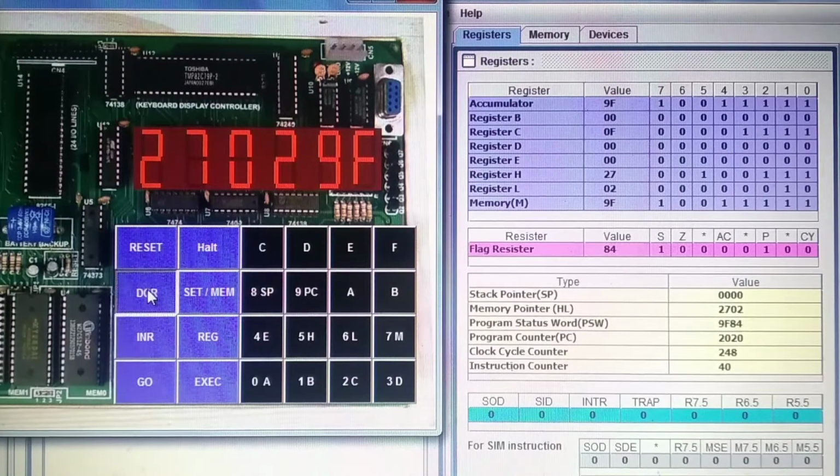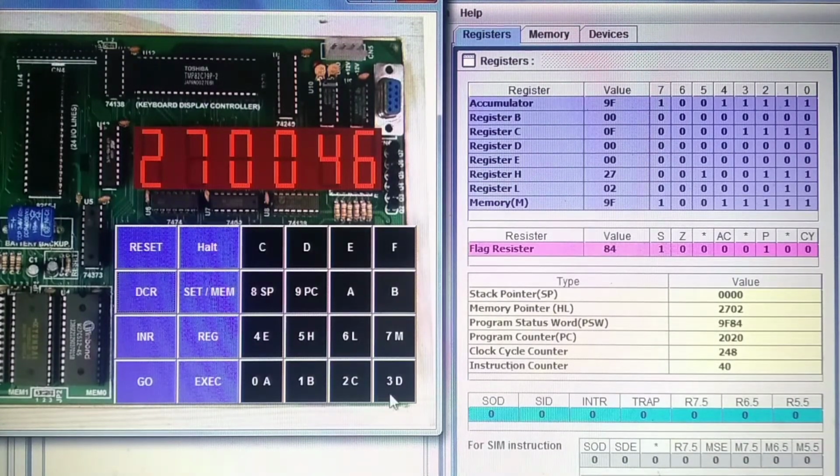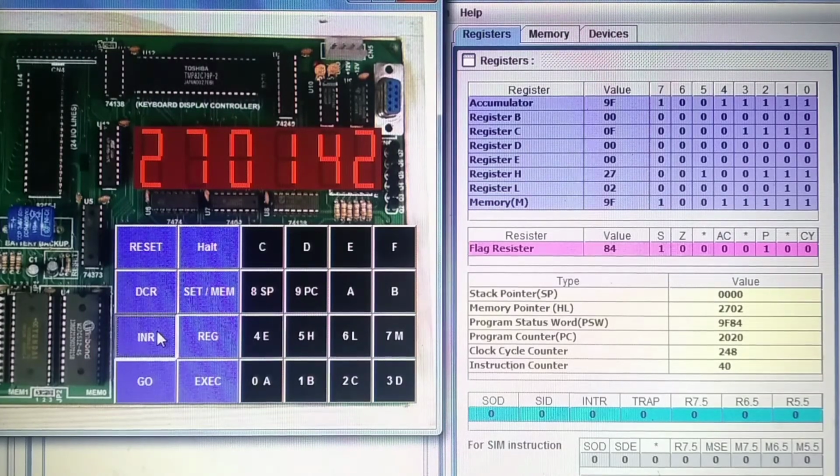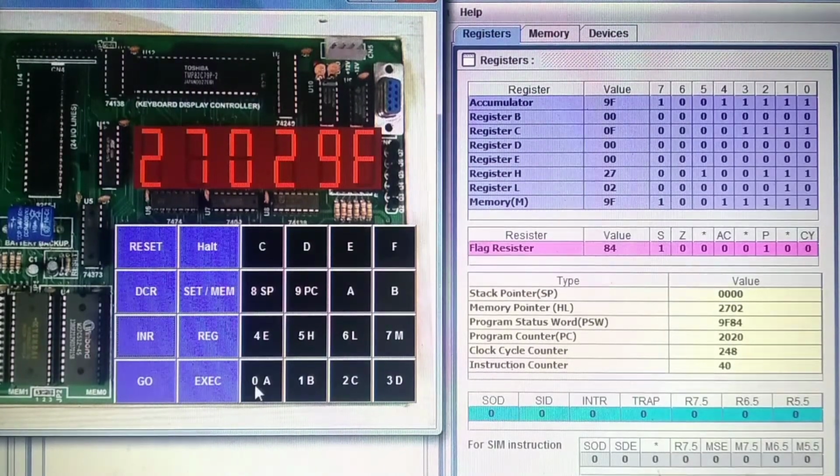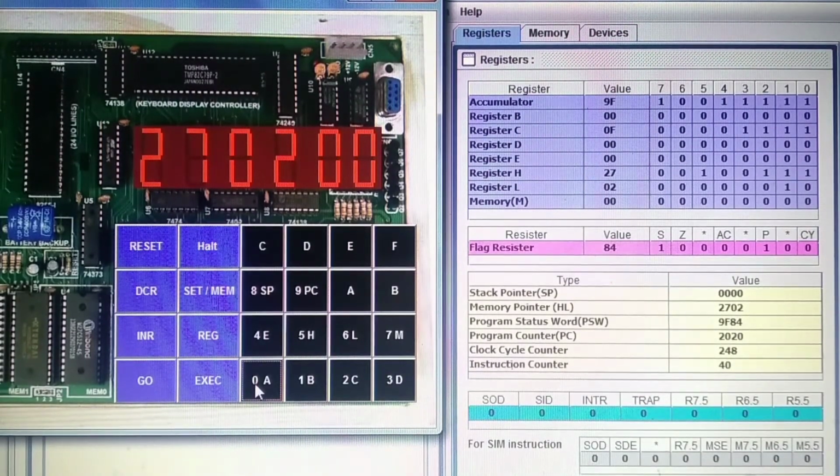Now change the number here. Instead of 46, enter the number 35, increment, and here enter the number 42. Increment, here it becomes 00. I will make it 00. And now execute the program.